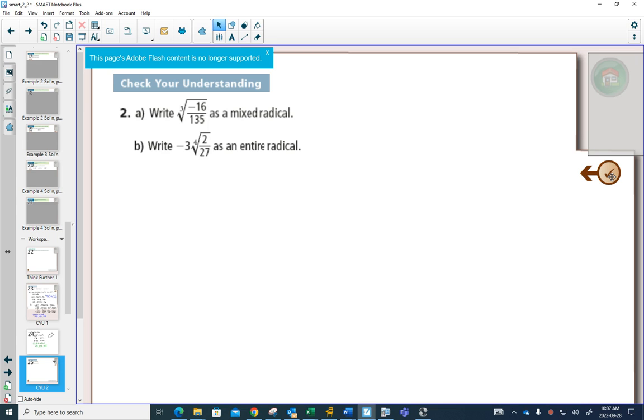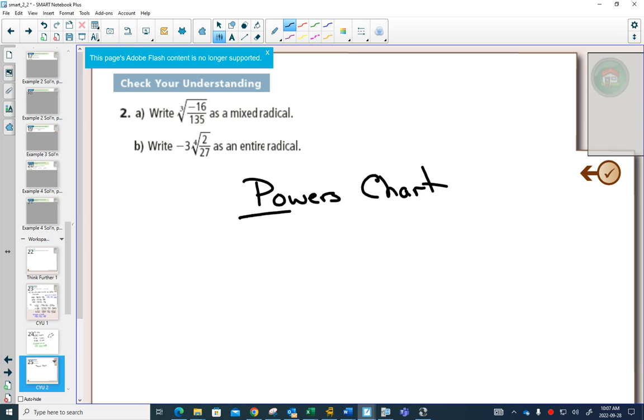And we can take these and write them as mixed radicals. So before we get to example 2, right at the top of your page on page 97, I want you to write the following down. We're going to make a powers chart.